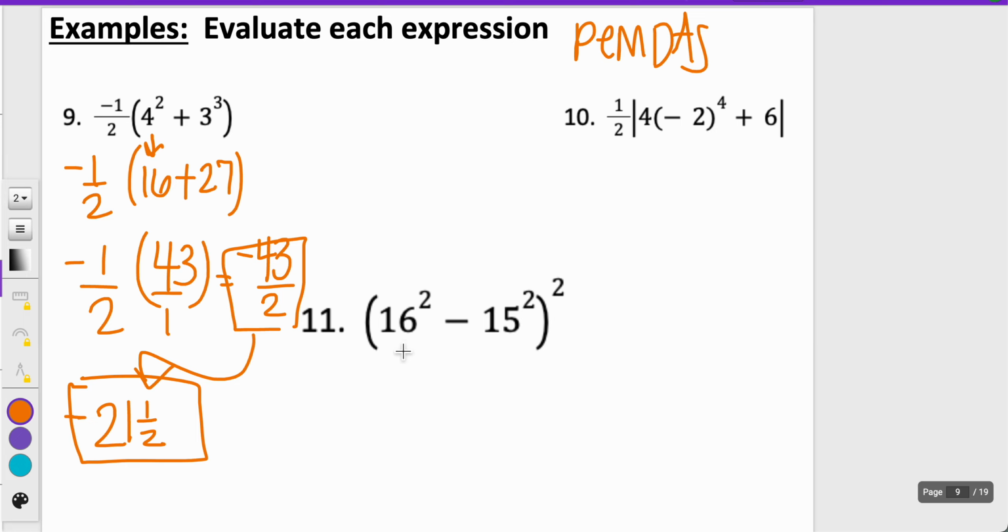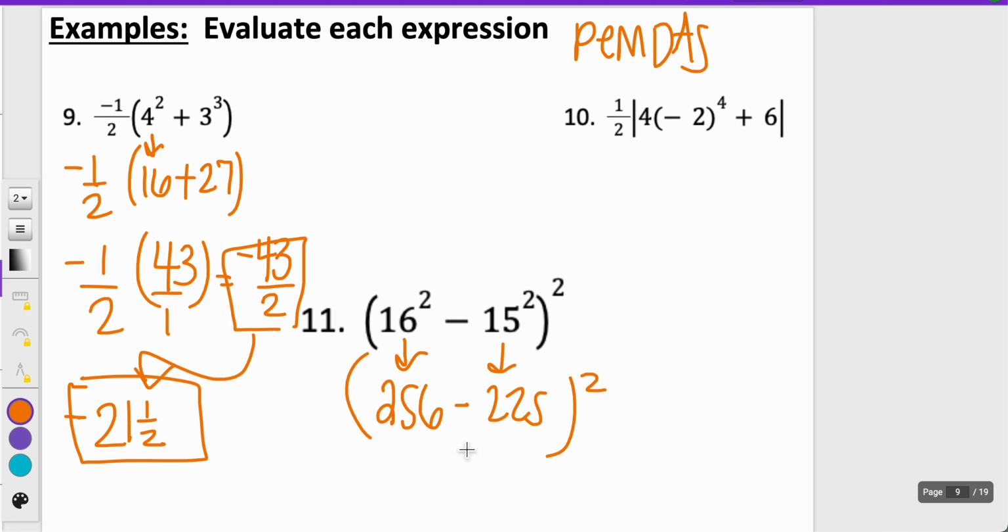Next up, you can do one of two things here. I started on the inside of the parentheses first, and then I squared my answer. So 16 times 16 is 256. 15 times 15 is 225. So I'm going to take 256 and subtract 225.